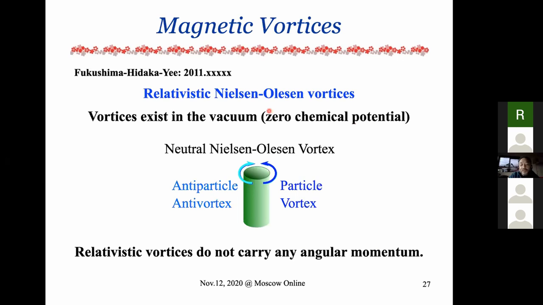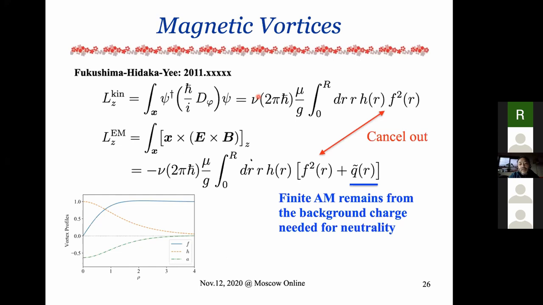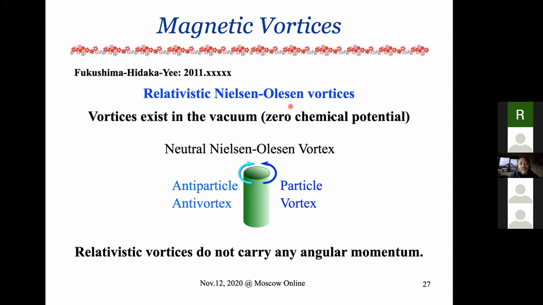So this is actually the vortex in the type 2 superconductor. And in that case, you have the background field, and the background field has non-zero angular momentum. But if you consider the vortex in the vacuum, that is the relativistic Nielsen-Olesen vortex, then there is no background field that absorbs the finite angular momentum. And so there is a clear cancellation between two angular momentum contributions.